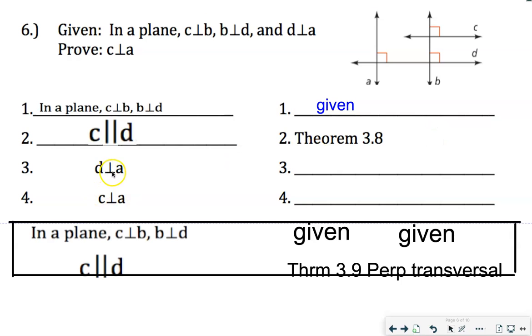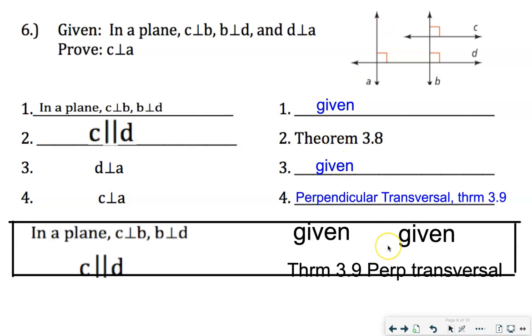D is perpendicular to A, so I know that that's just given. Okay, it's right here. So what they did in this proof, kind of unique, is they split up the givens. So this is just given. Then number 4, C perpendicular to A. So that's what I wanted to say. If I make this line go a little bit longer, then I would know, or that I want to prove, that this would be another right angle.